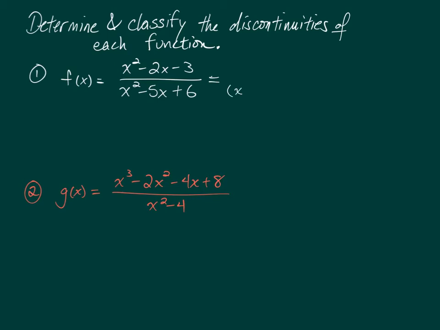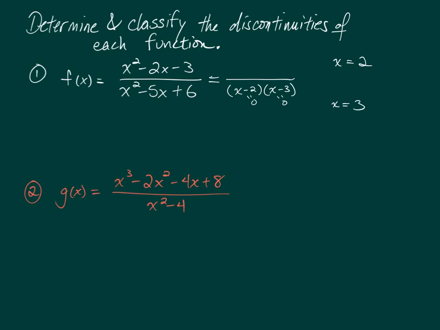So in this instance, it will be easiest to factor the denominator into x minus 2 times x minus 3 and set each one of those factors equal to 0, and solve for x. And so we will get that one of the x values where the function is discontinuous is at x equals 2, and another x value where the function is discontinuous is x equals 3.